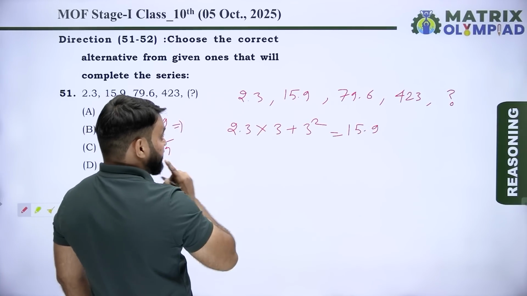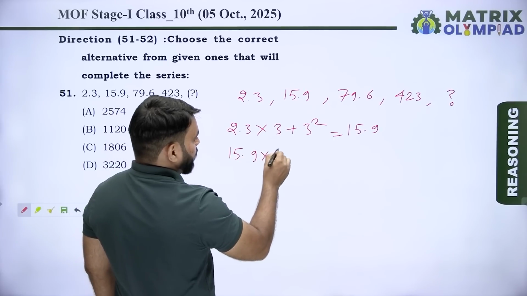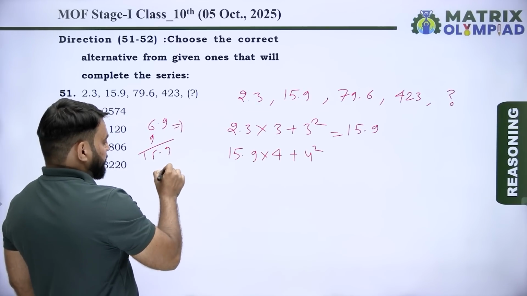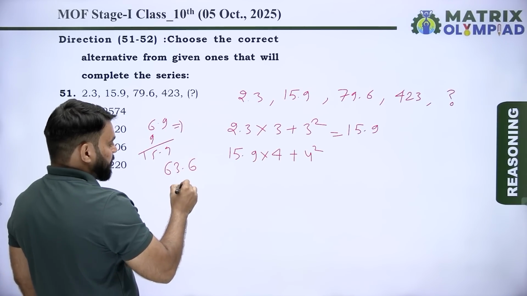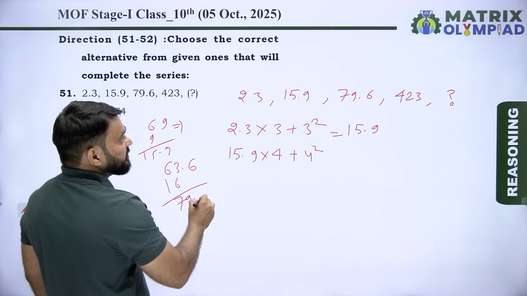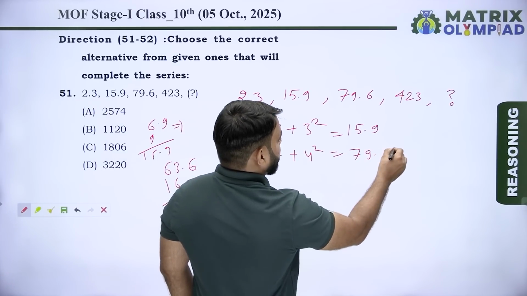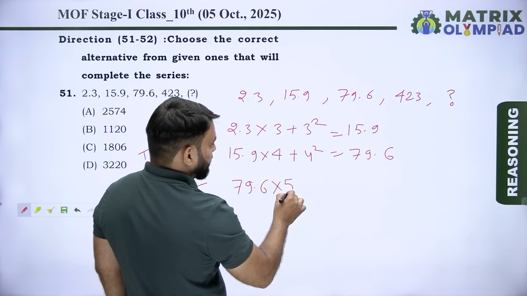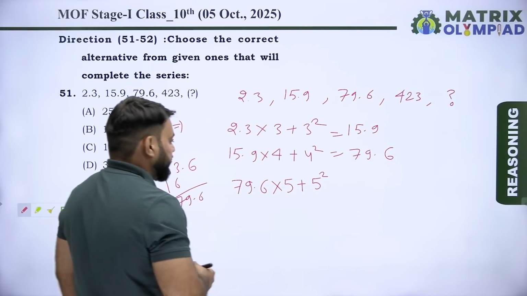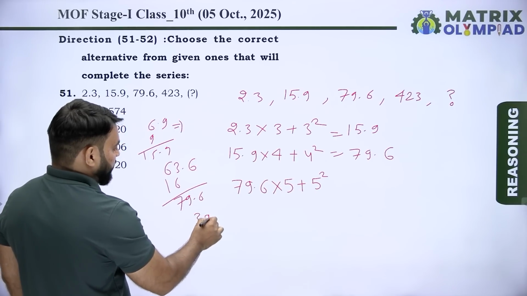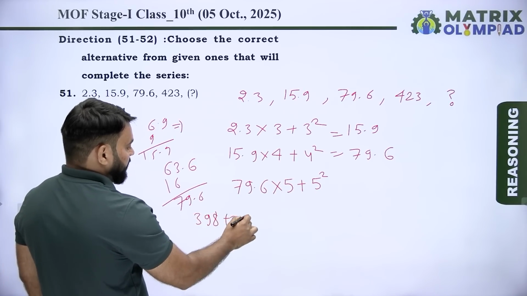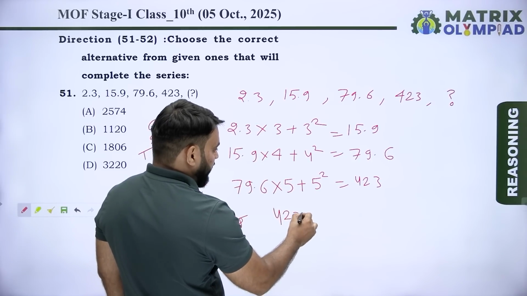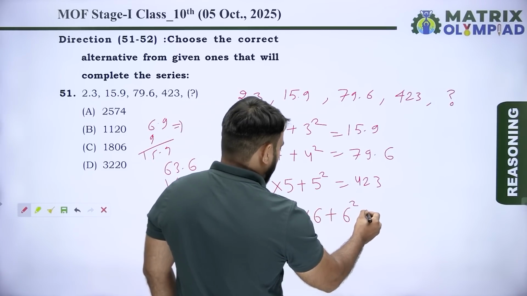15.9. Now it means second term. Now 15.9 into 4 plus 4 square. 15.9 into 4, it means 63.6 plus 16. It means 79.6. It means third term, 79.6. Now similar, 79.6 into 5 plus 5 square. 79.6 into 5, it means 398 plus 25. So it means 423.